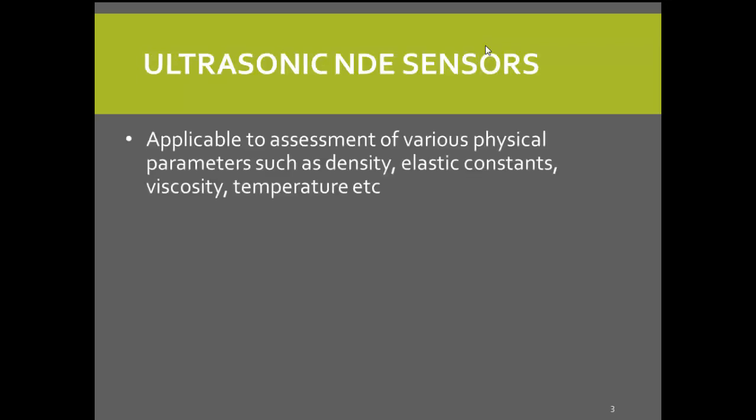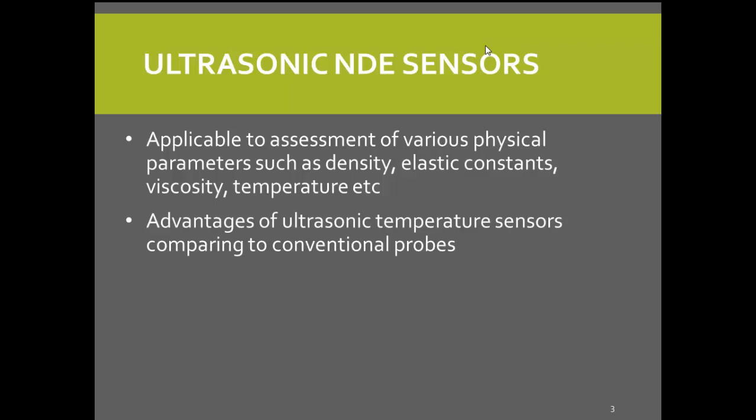So first of all, we can use the ultrasonic NDE, non-destructive evaluation sensor, in order to measure different physical quantities, such as density, viscosity, and temperature. And our question here is why we use the ultrasonic temperature sensors over the conventional temperature sensors. So first of all, ultrasonic temperature sensor can sense the temperature across the complete pathway, whereas the conventional temperature sensor can only sense the temperature at single points. So, for example, if we want to measure the temperature across this room, we can use just one pair of ultrasonic sensors in order to get average temperature.